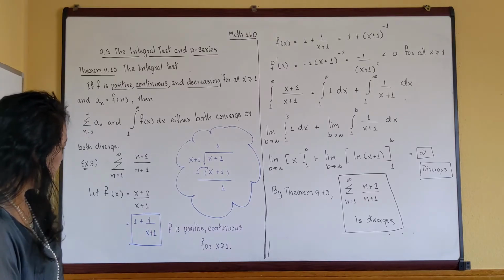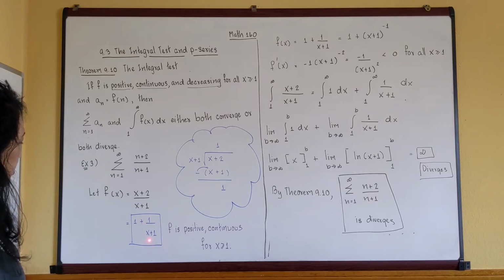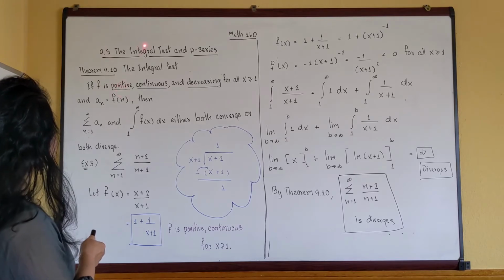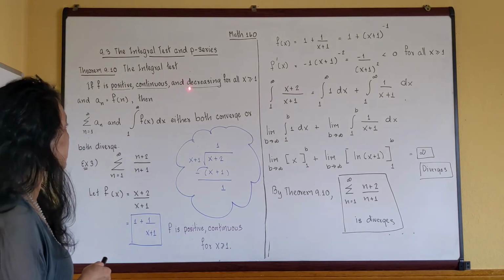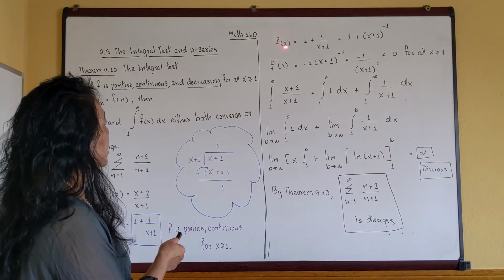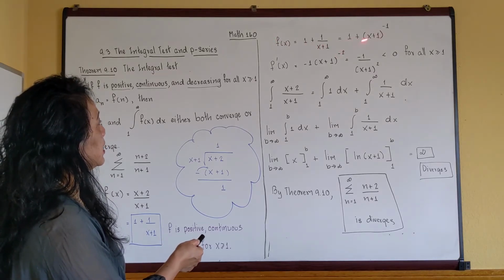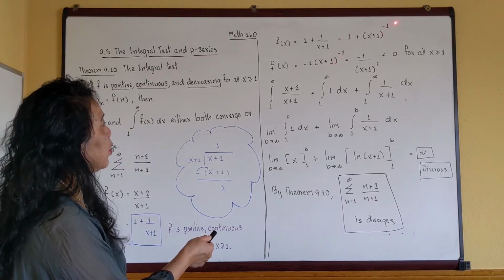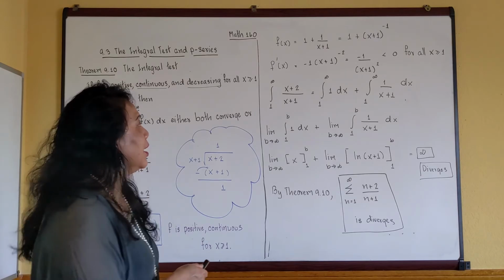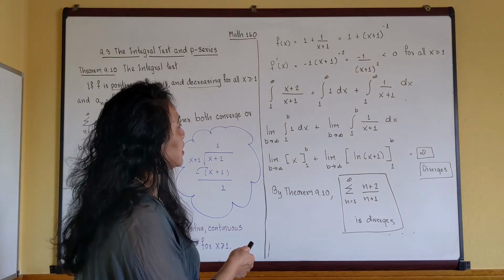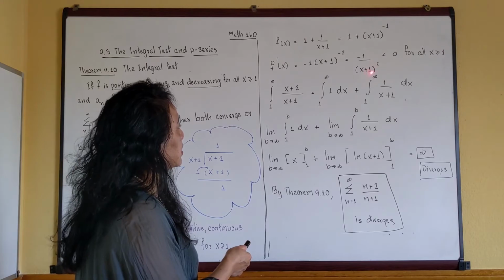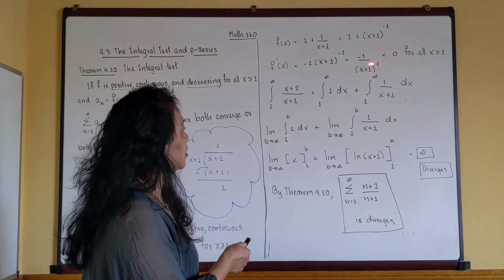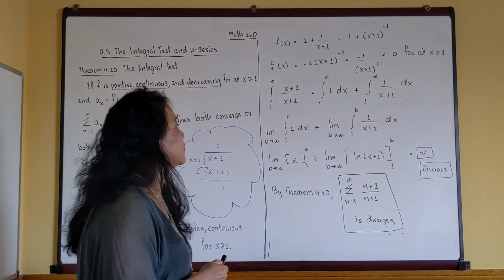As x is greater than or equal to 1, you know this is positive and it's continuous. Alright? So it's positive, it's continuous. I have to check for decreasing. So I'm going to take the derivative of f of x. So if I take the derivative, this is 0, bring the -1, and the power will be -1 minus 1, which is -2. And then I rewrite it as a fraction. You can see that as x is greater than or equal to 1, this whole thing is going to be negative, alright, because our denominator is positive, numerator is negative.